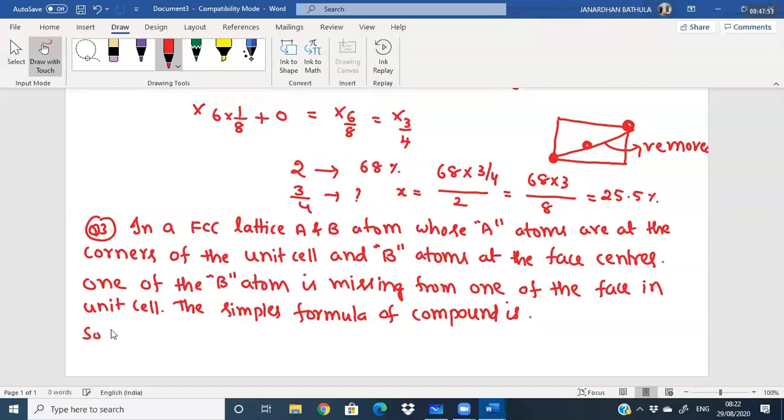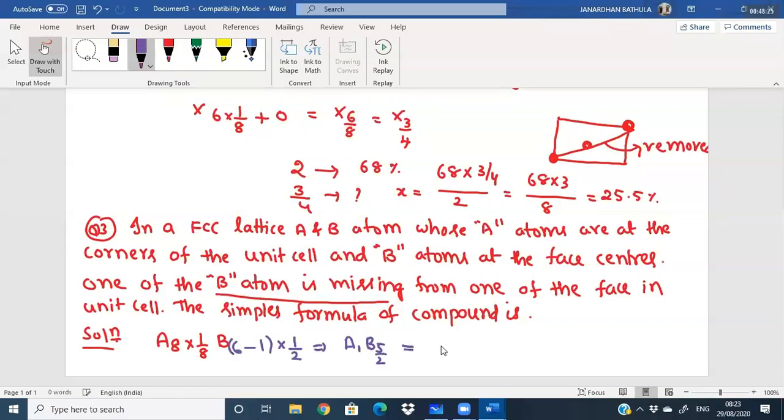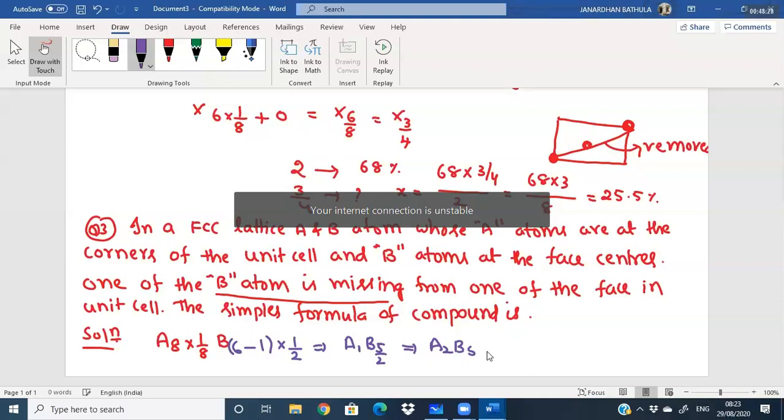Solution. A atoms are at the corners. The sharing of an atom at the corner is 1 by 8. B atoms, 6 face centers are there. B atom is missing from one of the faces. That's why B atoms, 5 are there. The sharing of an atom at the face center is 1 by 2. The simplest formula is A2B5.